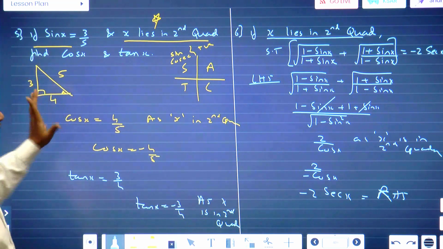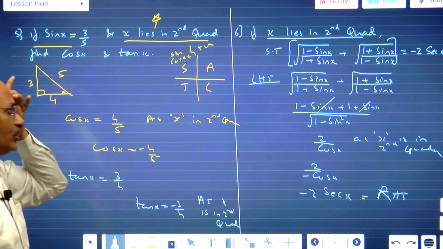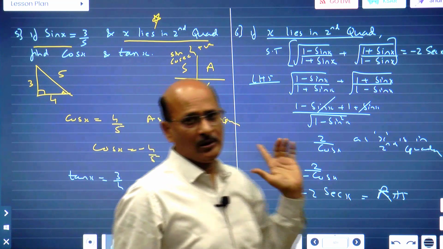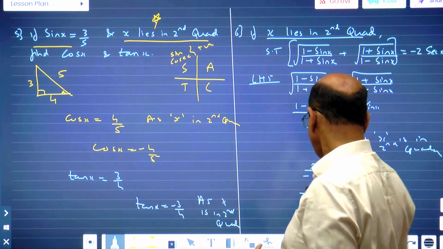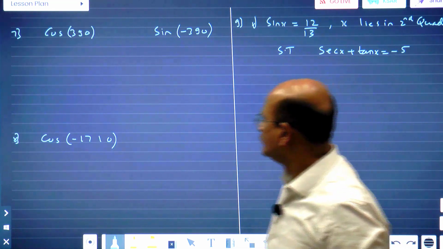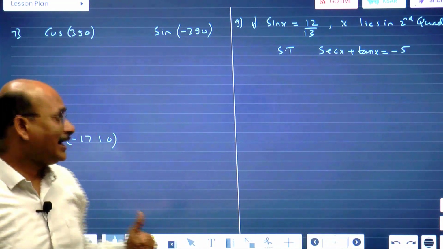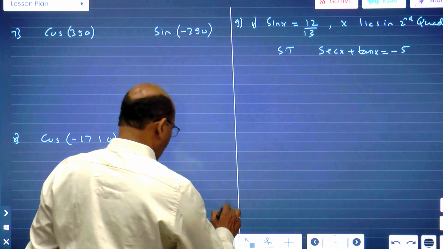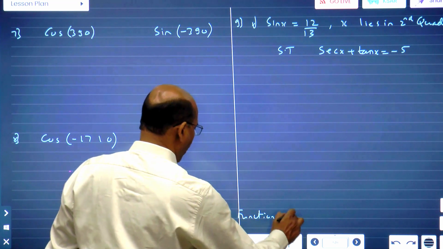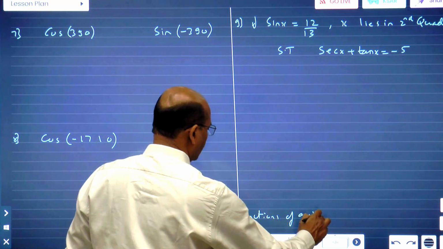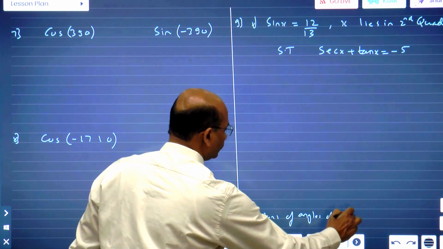I hope these two varieties of question you understood. This is the second type of sums in trigonometric functions. Okay, keep that in mind. Let us take the next question. This is the third type. What is the third type? T functions of angles of any magnitude.